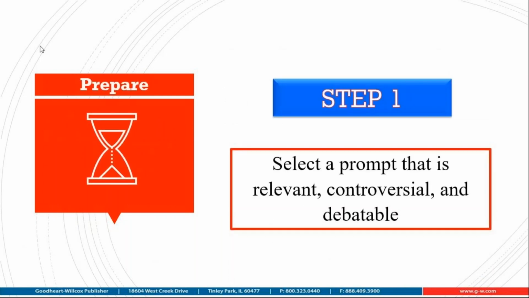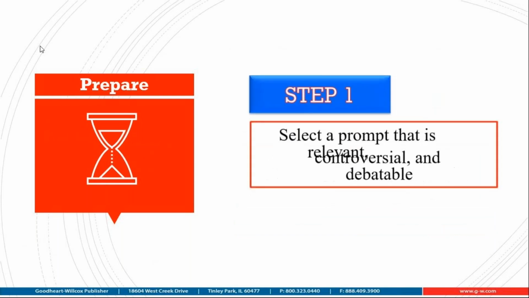Third, let's take a close look at how to implement this strategy. There are 3 steps to preparing philosophical chairs. Step 1, select a prompt that is relevant, controversial, and debatable. For example, should marijuana be legalized for recreational use in my state?